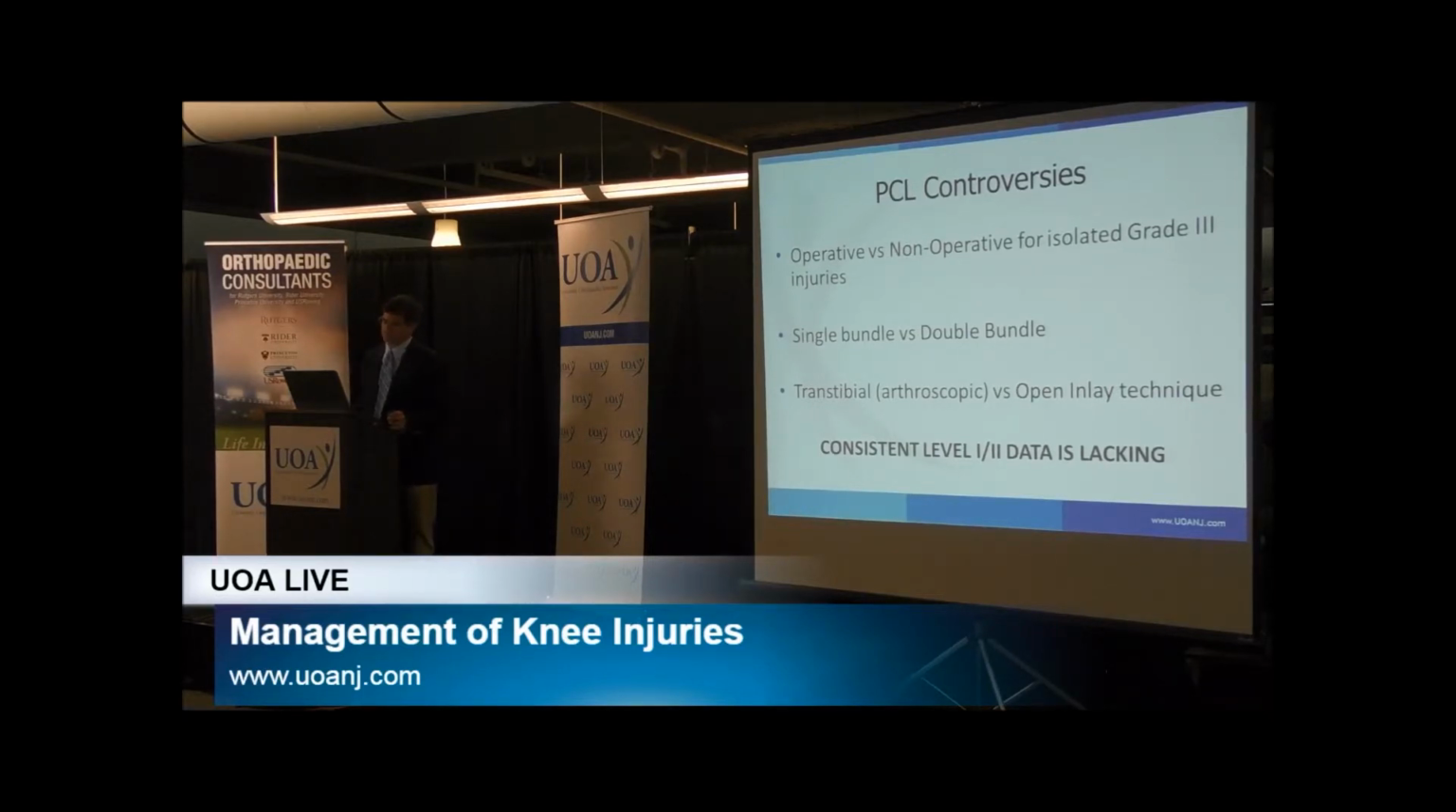So there are some controversies with PCLs. These really aren't that common. It's nothing like the ACL. Much less common. We have much less data on how to treat these. But what do we do with grade 3s? Can we treat them operatively or non-operatively? Single bundle versus double bundle? Transtibial, meaning all arthroscopic, or do we open this up and reconstruct it that way? There isn't any great level 1 or 2 data, so we don't fully have the answer here.